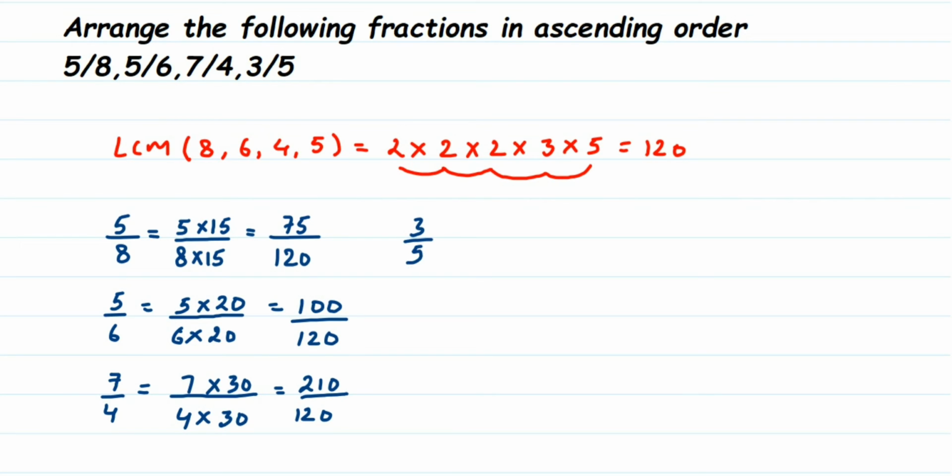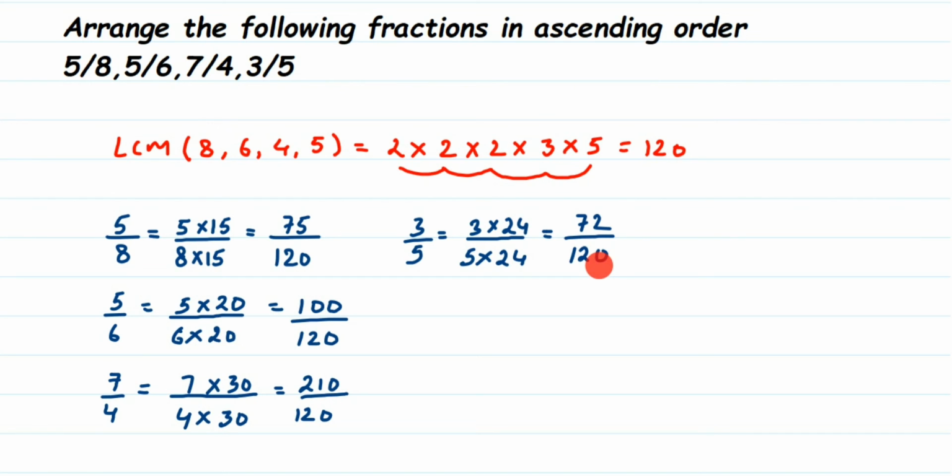With 5, what should we multiply to get 120? We know that 5 into 24 will give you 120. In case you don't know what to multiply with, you can divide 120 by 5 and you will get the answer 24. That 24 you multiply with 5, you will get 120. So multiply 24 with 3. 24 3s is 72, so we get 72 by 120. Now you can see that the denominators are all 120, which means we are able to compare the numerators.